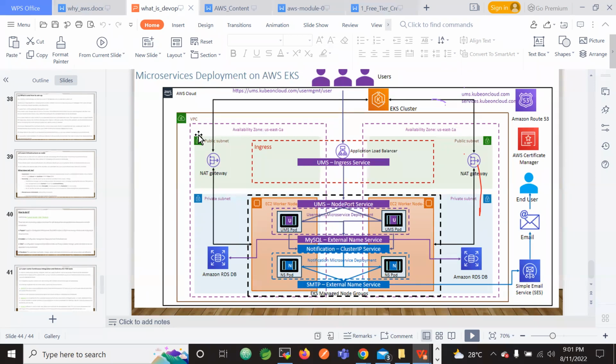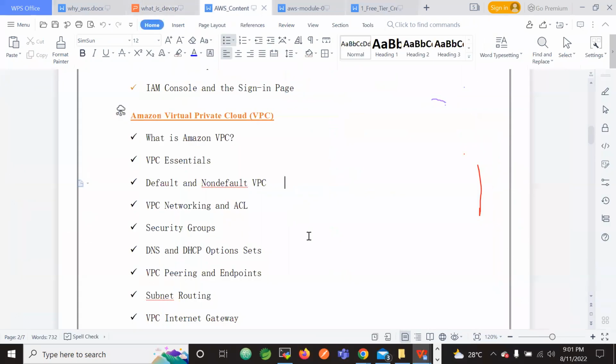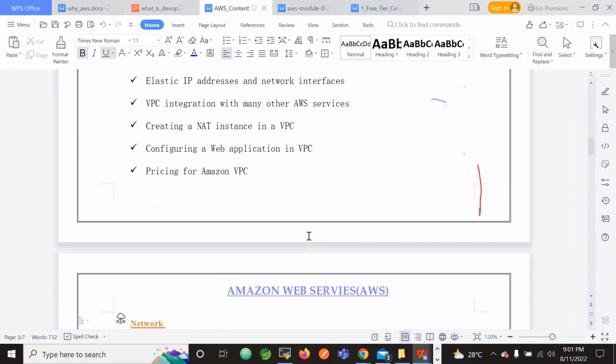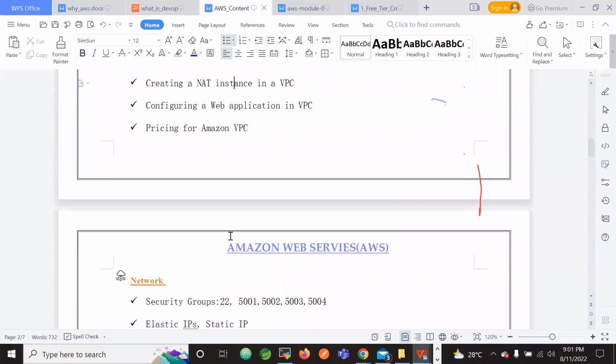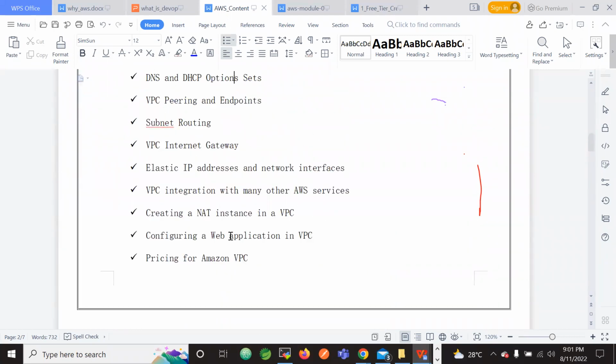Because while creating the VPC, we need to learn a concept called CIDR, Internet IP address ranges. That is what I have given here. Security groups with IP ranges, Internet network interfaces, and CIDR, network blocks, network directories, is what we need to understand.